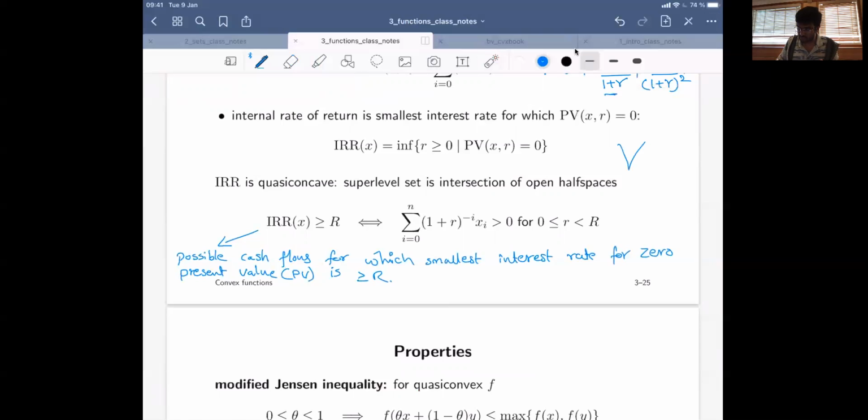For example, this one is quasi-convex because the sub-level set is convex, but this one is quasi-concave because we have to find the super level set, and that is convex. Yeah, so let's stop here.